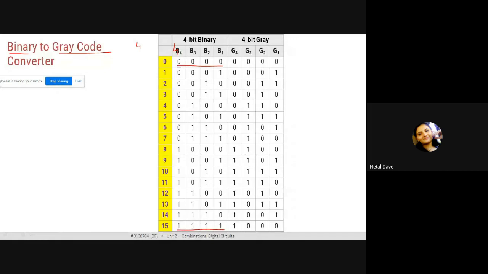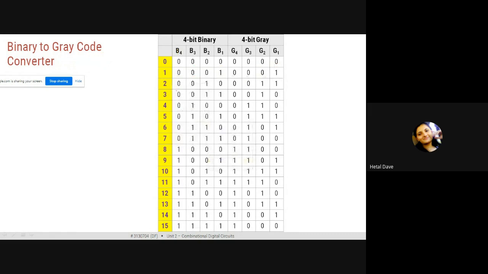Now the next is the output. For 0000, the equivalent gray is 0000. For 0001, this 0 is copied here. The next 2 bits are XORed, so it is 0. Again the next 2 bits are XORed, 0. The last 2 bits are XORed, it is 1. In XOR, if 2 bits are equal, then our output is 0. If 2 bits are different, the output is 1. So using this method, you can decide.